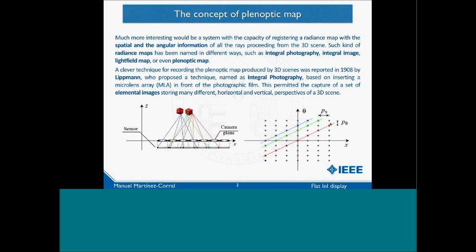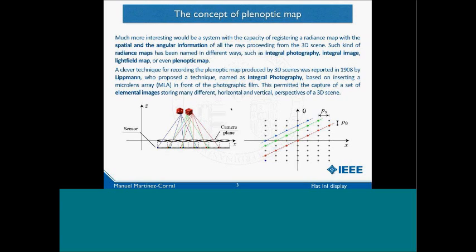So if we want to make three-dimensional imaging, we need to collect the angular and the spatial information, both. Then much more interesting would be a system with the capacity of registering a radiance map with the spatial and the angular information of all the rays proceeding from the scene. This map is well known as a radiance map, or also integral photography, integral image, light field map, or plenoptic map. So many names, many people working in the same topic, but under different perspectives.